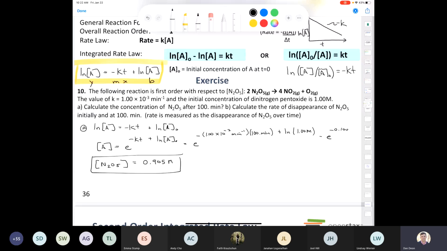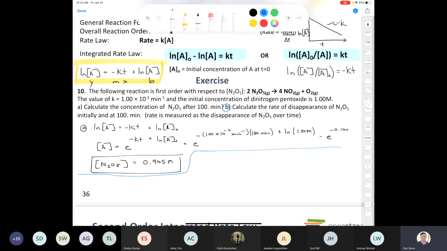Now, the second part of this question asks us to calculate the rate of disappearance of N2O5 initially and at 100 minutes. So if we want to measure, let me just make some room here. Maybe we'll just do one of these since I don't have a ton of room.